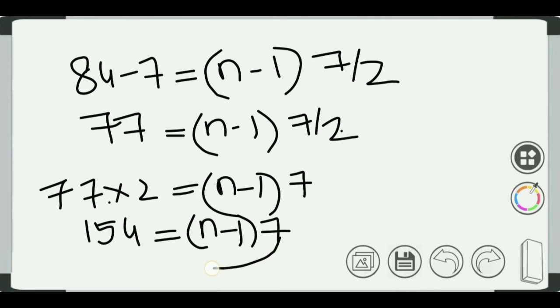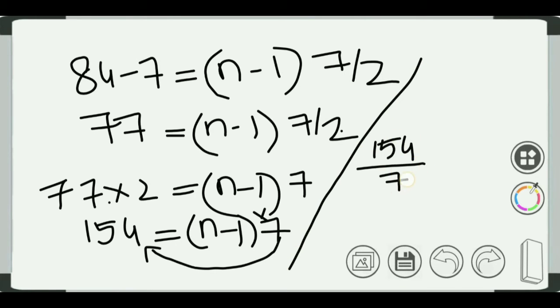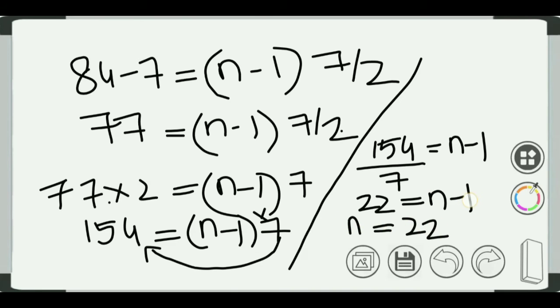Now can I take this 7 this side? This is into 7, so when I take 7 this side, it will be divided by 7. So 154 divided by 7 is equal to n minus 1. 154 divided by 7 is 22, equal to n minus 1. Therefore n is equal to 22 plus 1, because when we take minus 1 this side it becomes plus 1. So 23 is your answer for the number of terms. Now we have found the value of n.